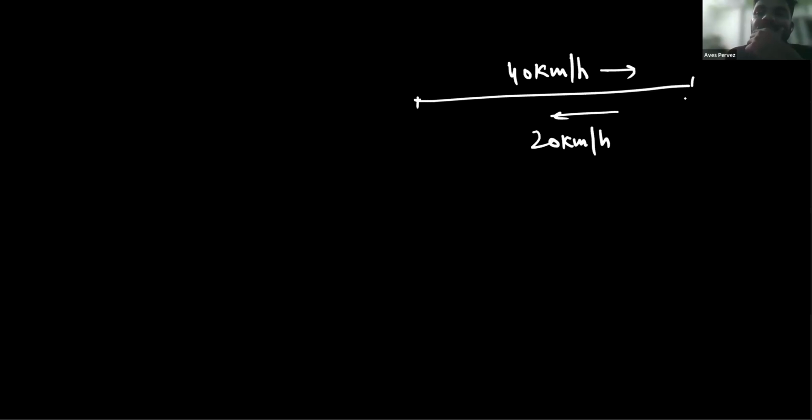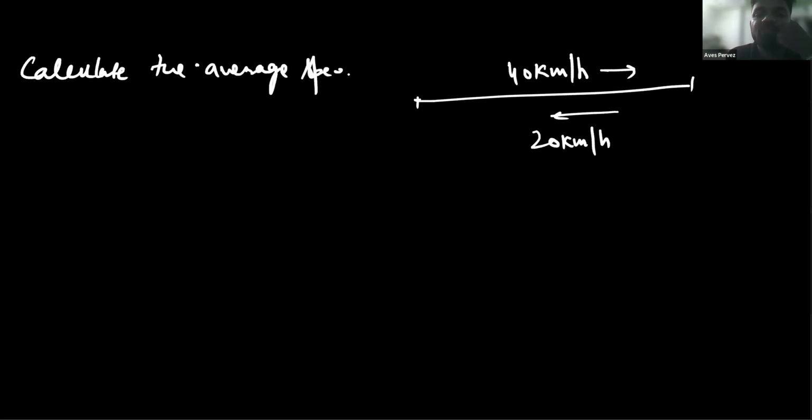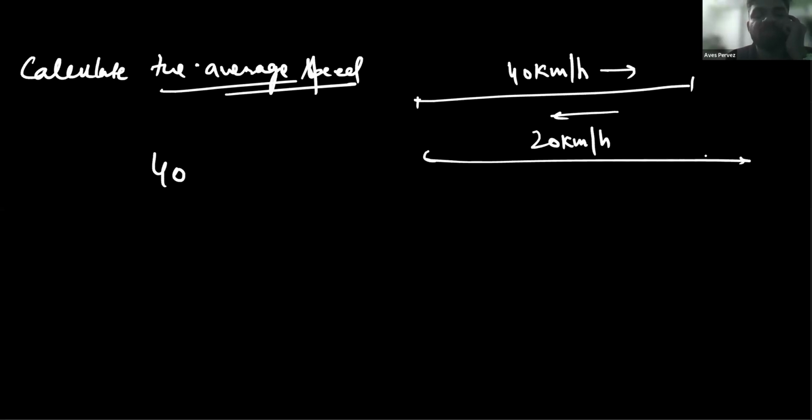Now, while solving this question, calculate the average speed. What we need to do here is assume from your mind that the distance is 40, because that 40 distance is divisible by both 40 and 20. So assume the distance is 40. The 40 is the going distance and 40 is the returning distance. That is 80 kilometers total.